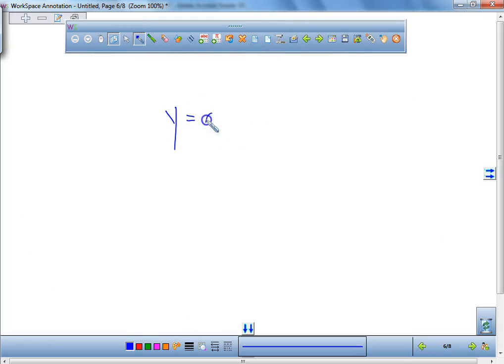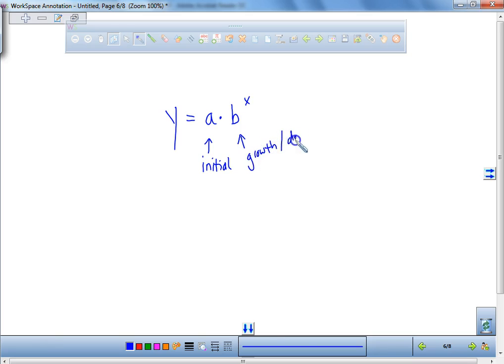In an exponential function, your A will always be your initial value. B will either be a growth or decay rate, and X will be your time over a period of time. So just remember this. This is your initial. This is going to be your growth or decay rate. All right? Just remember, if B is greater than 1, it's growth. If B is less than 1 but greater than 0, it's decay. So remember, that's going to be what's called a growth rate, and this is going to be a decay rate.